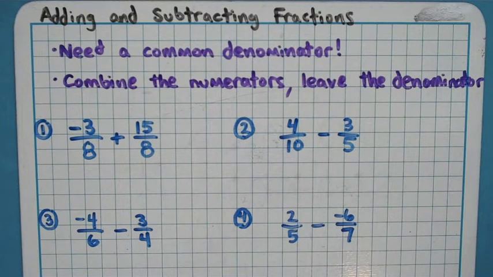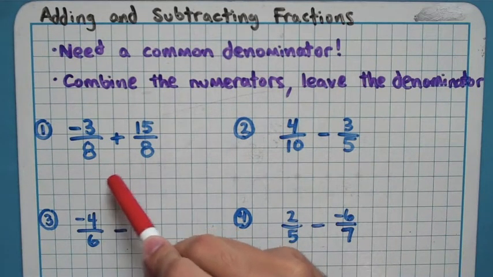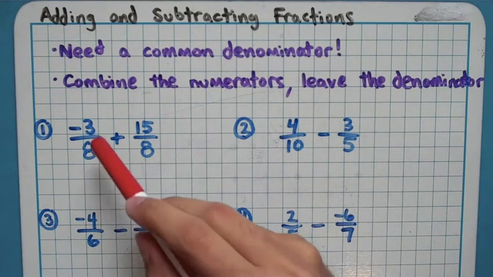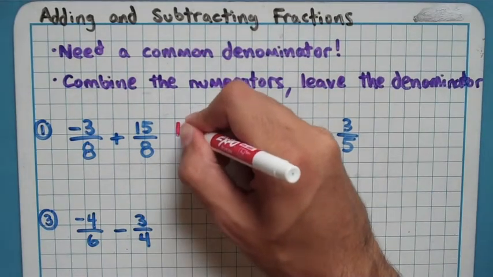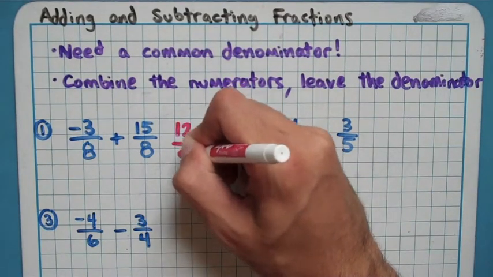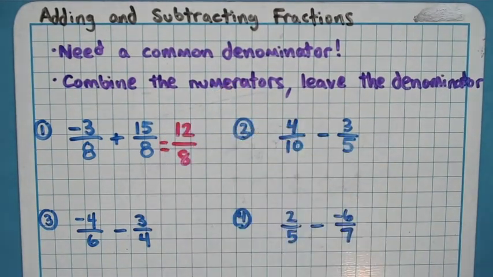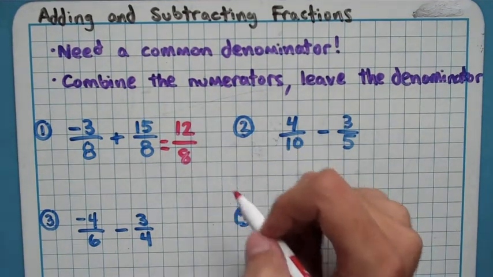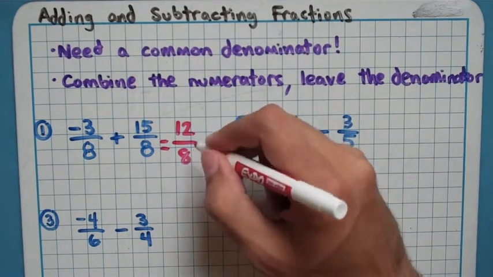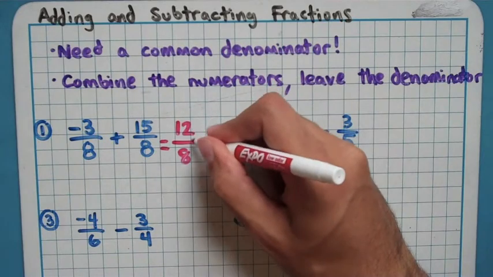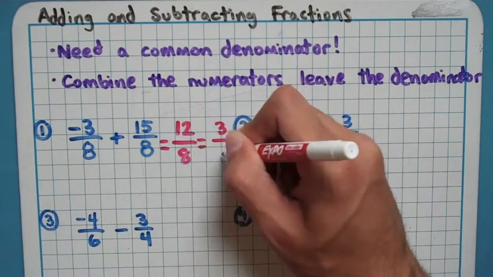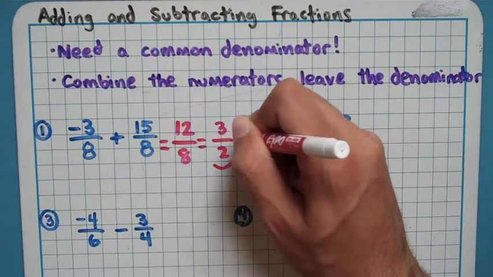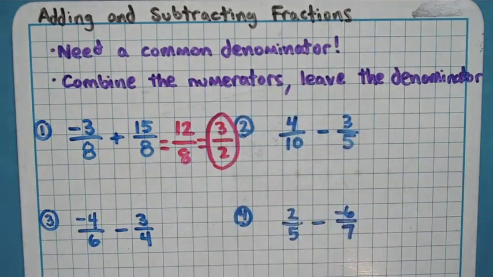So on our first problem here, you can see we already have a common denominator. 8 is the bottom number in each of these fractions. That's awesome. All you do then is add your tops. Negative 3 plus 15 is going to be 12. Keep the bottom number the same. It's 12 over 8. The only thing we have to do with this, it is a good idea to reduce the fraction whenever possible. So 4 goes into both of these numbers. I'm going to divide them both by 4. 12 divided by 4 is 3. 8 divided by 4 is 2. This reduces to 3 over 2.